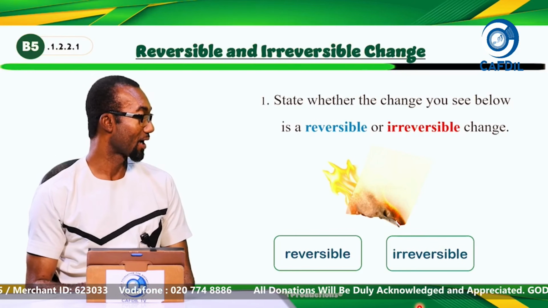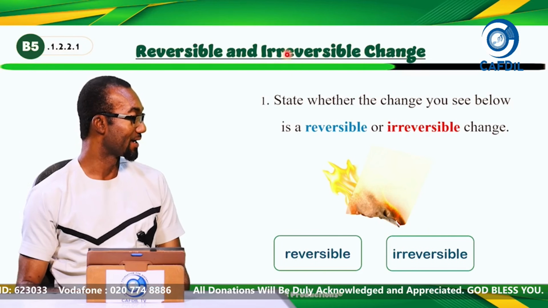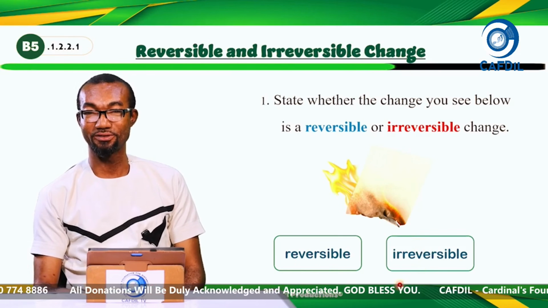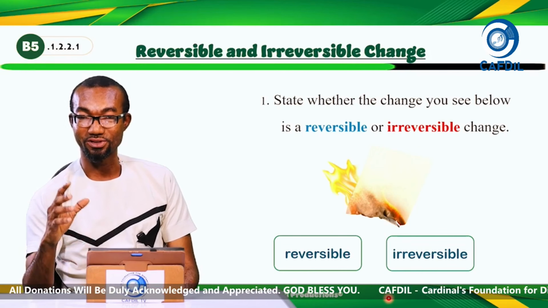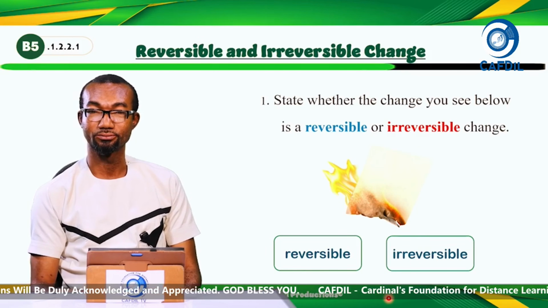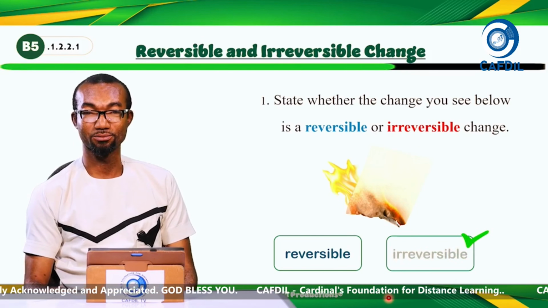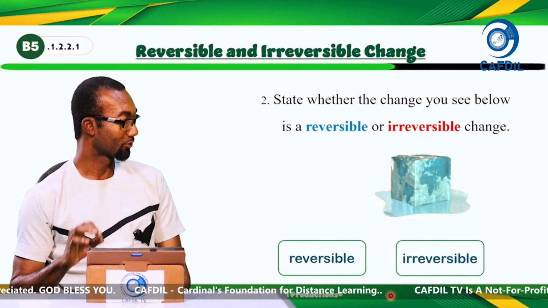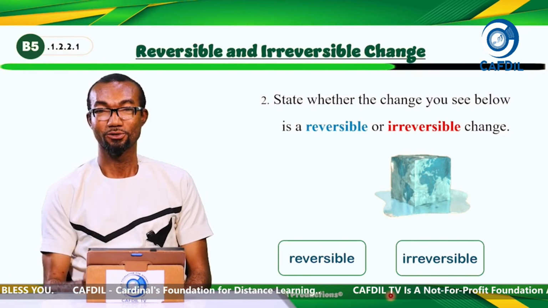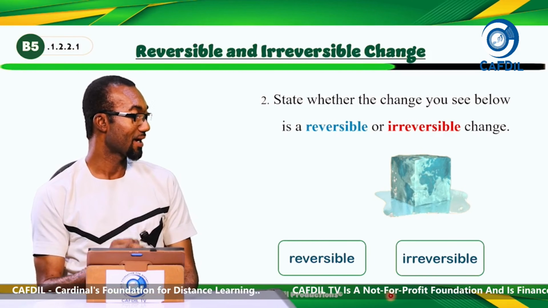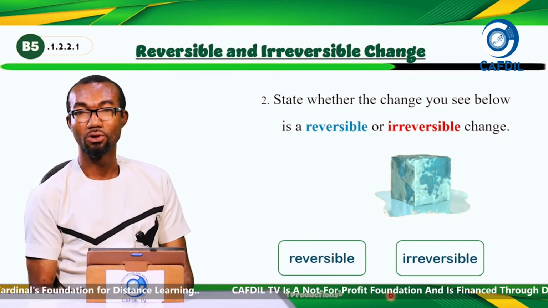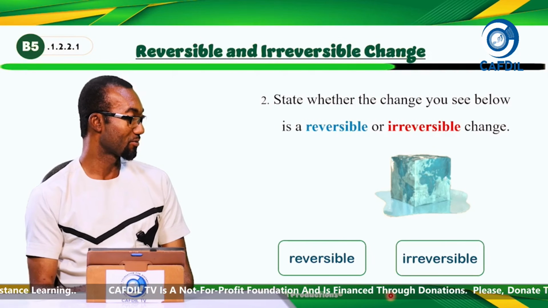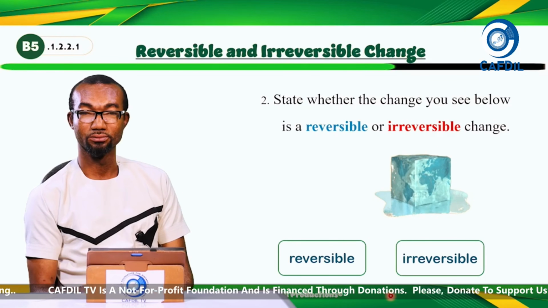So the first one is this burning paper. So is it reversible or irreversible? When I burn a paper, what kind of change will I expect? Great, it's irreversible. Irreversible change. 2, thawing of ice. If this ice thaws into liquid, what change will I expect? Is it reversible or irreversible?